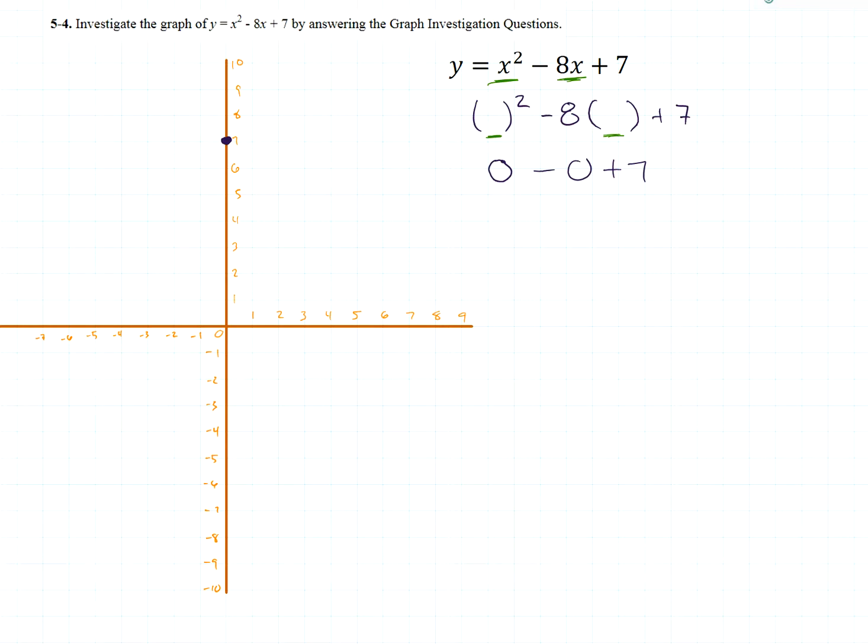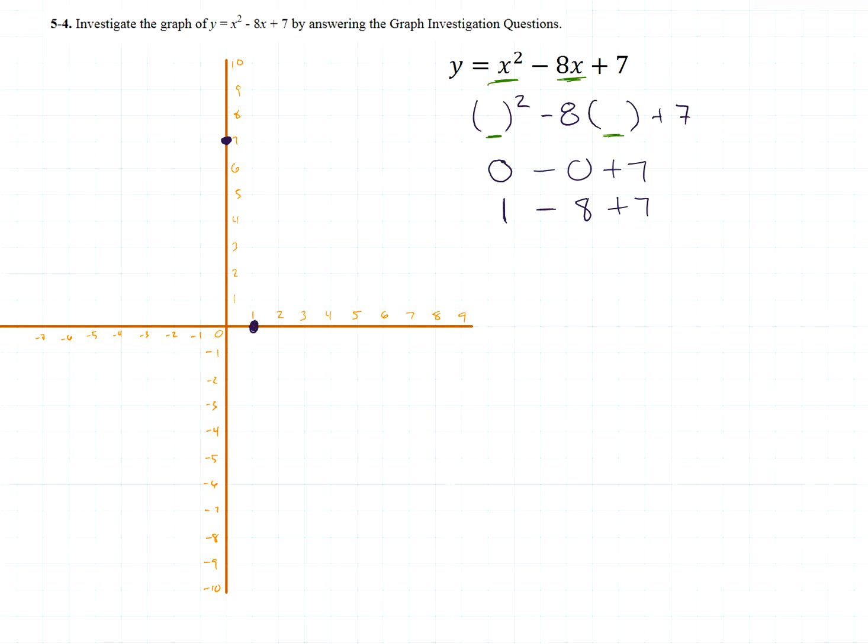The next value I'm going to do is when x is 1. When I square 1, I get 1. 1 times 1 is 1. Minus 8 times 1, that would be a minus 8. And then add a 7. Well, 1 minus 8 is negative 7. And negative 7 plus 7 is 0. So when I plug 1 in for x, I get 0 out of this function.